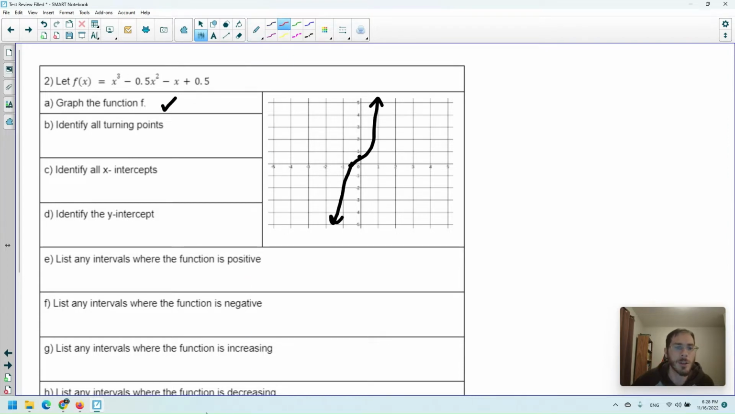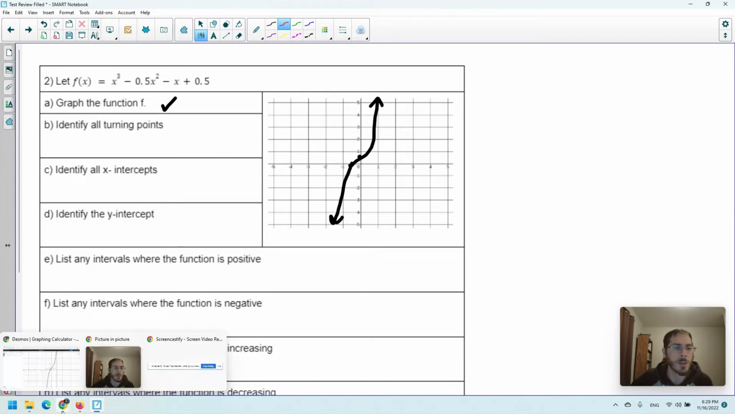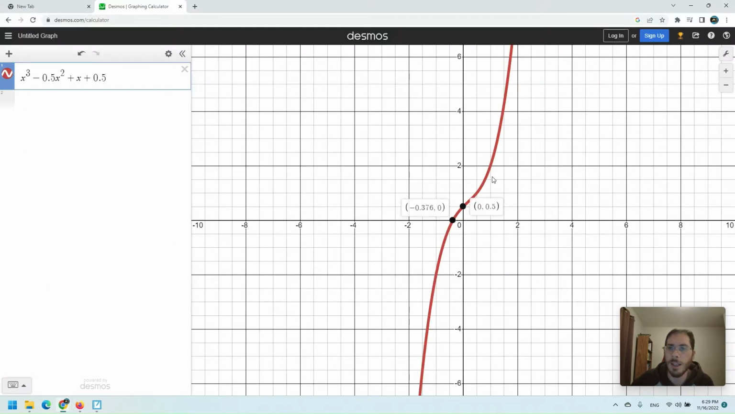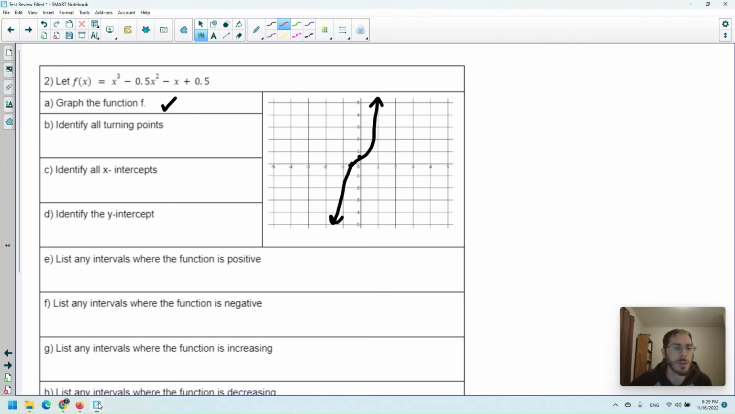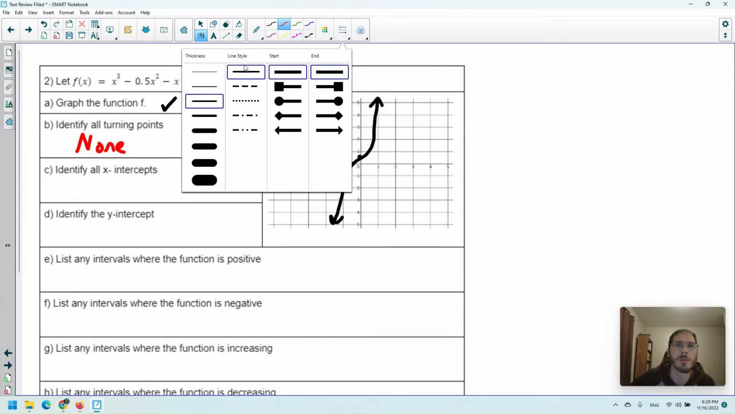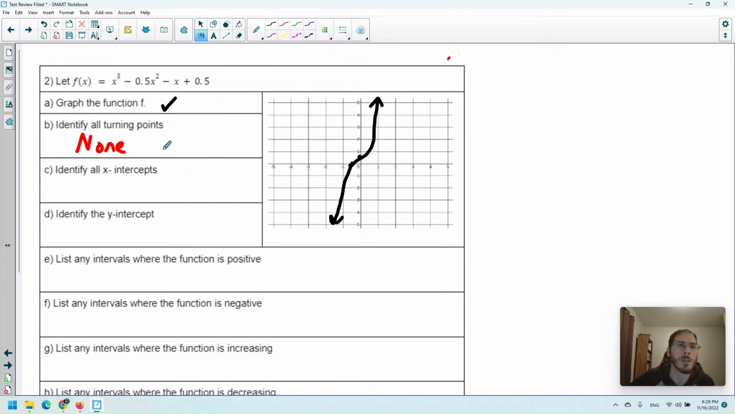Next part says identify all turning points. We have to see where we're going from increasing to decreasing, or whether we have any maxima or minima, but I don't see any turning points on this one. I think this one just doesn't have any turning points. A little bit weird, but there are no turning points. Remember, our turning points would typically come where we've got maxima and minima, but there aren't any of those here, so it's kind of strange.